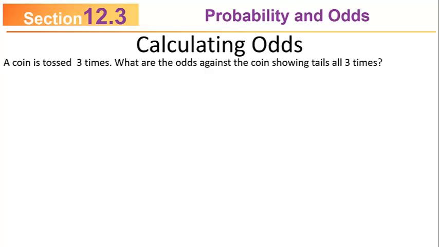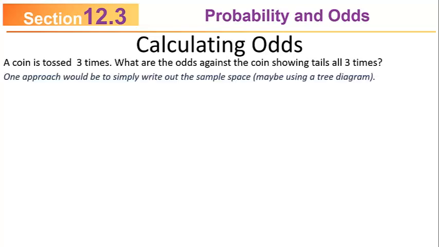Before you can get into the details of computing the odds, you've got to figure out what the sample space is for this coin tossing experiment. One way you might do it is just to write out the sample space, and I would suggest that if you're going to do it that way, you'd use a tree diagram. Look at it this way.